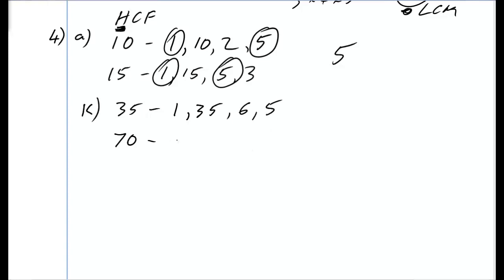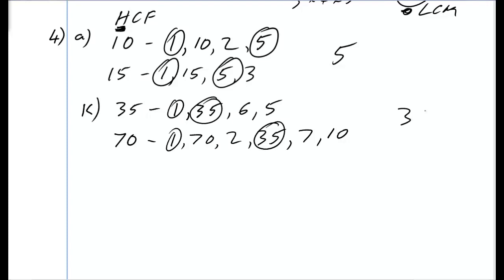That's it. For 70, you've got 1 and 70. You've got 2 and 35, because 2 lots of 35 is 70. You've got 7 lots of 10, so 7 and 10 are factors of 70. Well, I can't think of any others, actually. Now, have a look through them. 1's always common, but it's usually not the highest common factor. What other numbers? There you go, that one there, 35. So the answer, 35, is the highest common factor between 35 and 70.